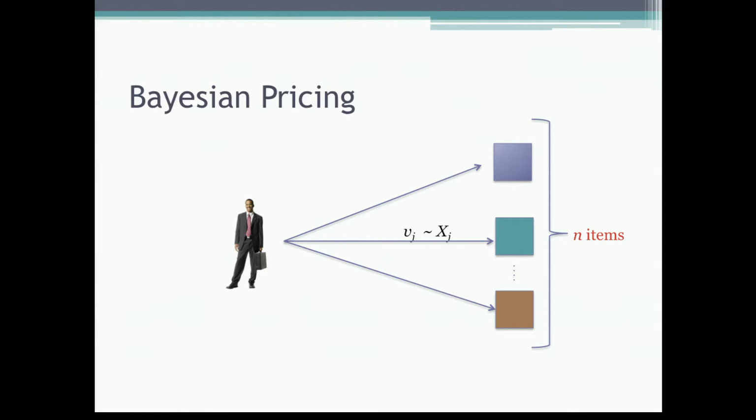If you're unhappy thinking about one agent, why would I want to sell to just one agent? You can think of this as being a population of agents, and the Xj would be the distribution of the values in the population. It's an equivalent way of thinking about things. What do you want to do?